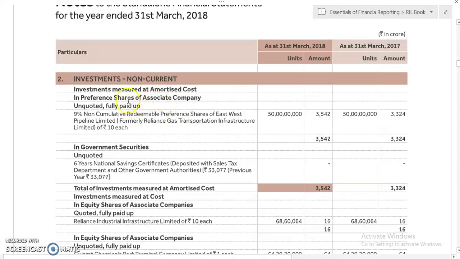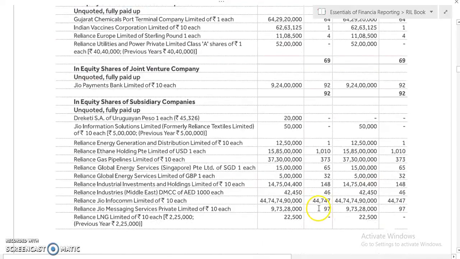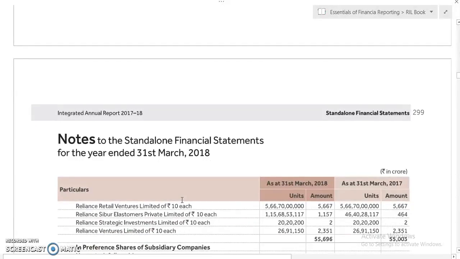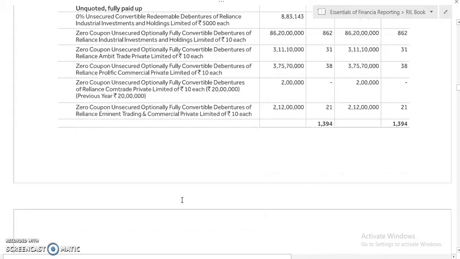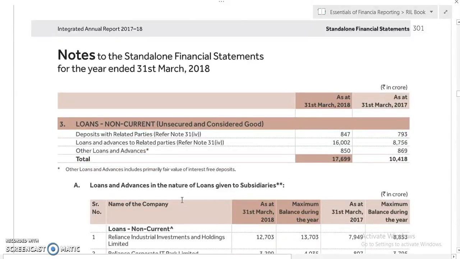They have invested in preference shares of associate companies, which is their own company. In government securities, there is some money here, 3,500, nil. And then they have some other investments here. Most of the investments are in their own Reliance Jio Infocom, which is their own subsidiary company. So most of the investments are in their own companies. They are not investing in other companies, or they have bought the preference shares from others.